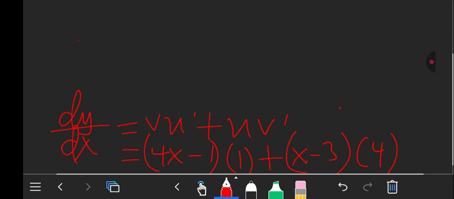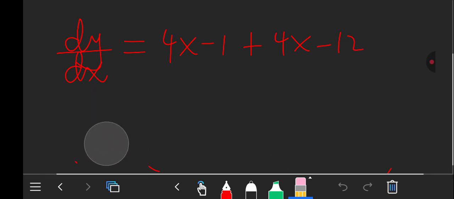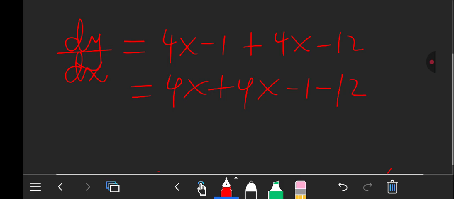So dy over dx will be equal to 1 times 4x minus 1, which is just 4x minus 1. Then plus 4 multiplied by x, that is 4x, and 4 multiplied by negative 3, that is negative 12. At this point, you can collect the like terms. So this will be equal to 4x plus 4x, that is 8x, and negative 1 minus 12, that is negative 13. So this is the answer.